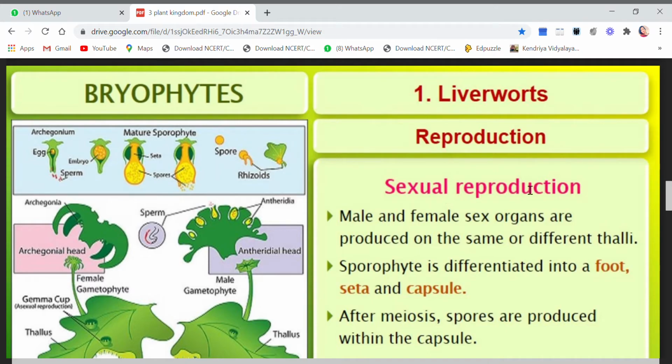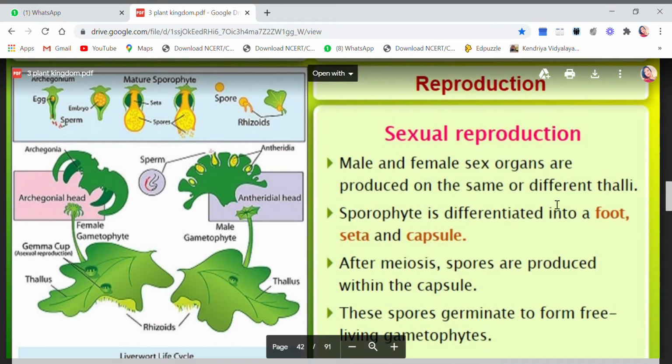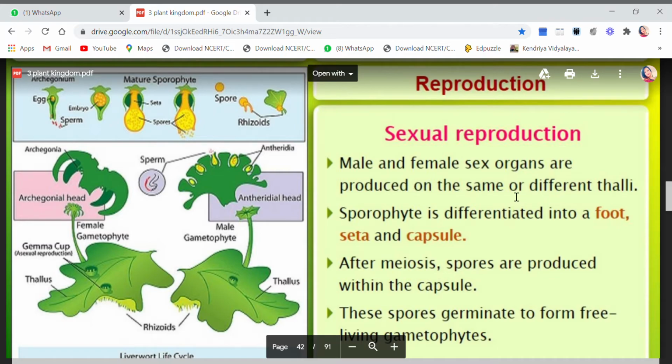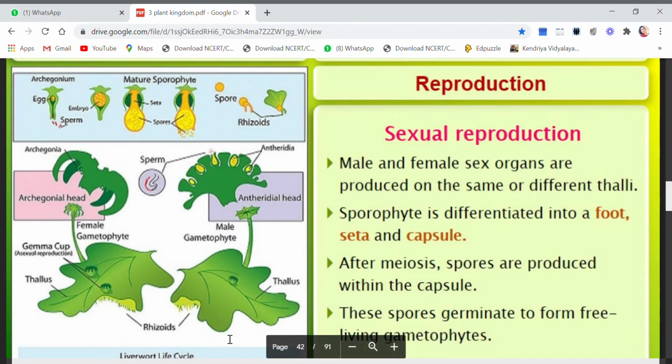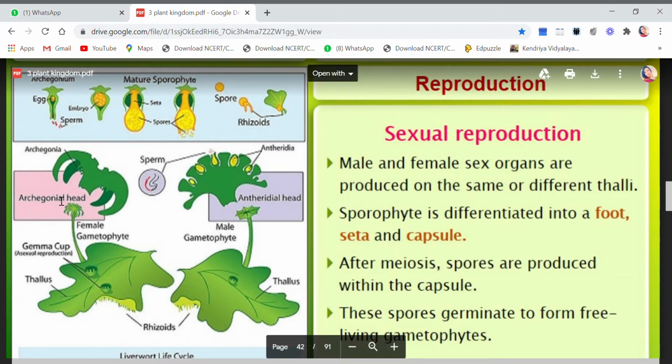Now they also show sexual reproduction. Male and female sex organs are produced on the same or different thalli. That means either the same thallus can have both sex organs, or the male thalli will be different and the female thalli will be different, each with its own sex organs, and gametes are produced in those organs. We studied this when we covered the general characteristics and reproduction in bryophytes. So this was the thallus with the antheridial head, with antheridia where sperms were produced. Similarly, the archegonial head has archegonia, and inside them eggs are produced.